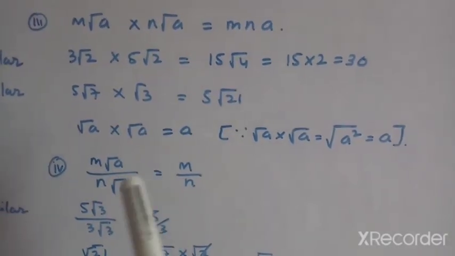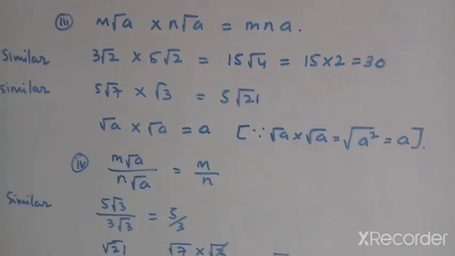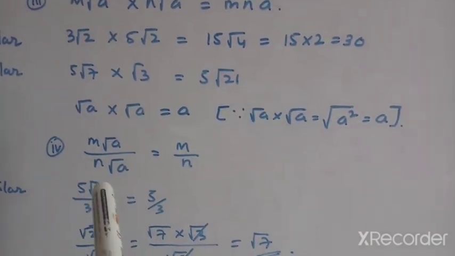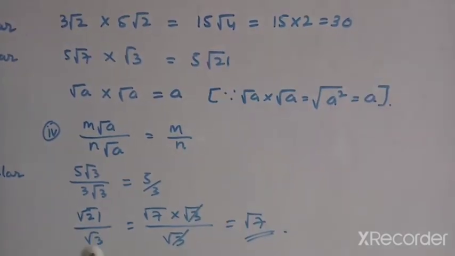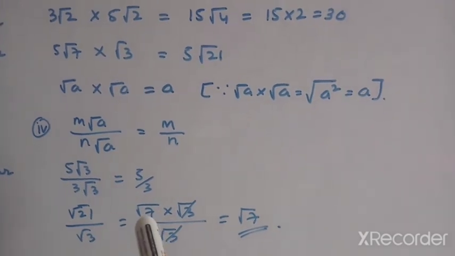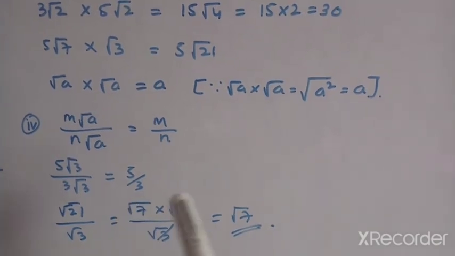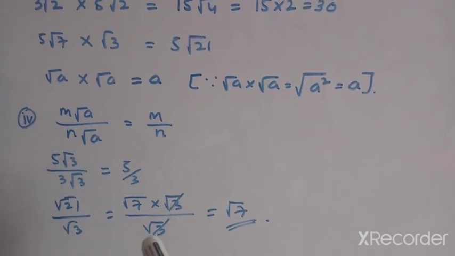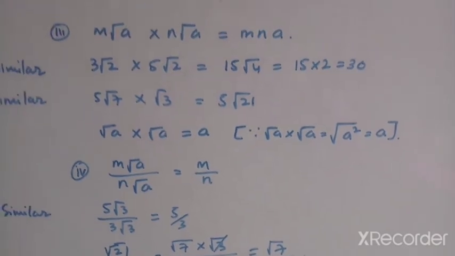You have m root a by n root a, root a cancels, you get m by n. So only similar surds can be divided. So 5 root 3 by 3 root 3, root 3 cancels, you get 5 by 3. And root over 21 by root 3. Here the surd part is not the same, but if you look at this 21, its factors are 7 into 3. So we can write root over 21 as root 7 into 3, which is root 7 into root 3. So similar surds we can cancel. The result will be root over 7.